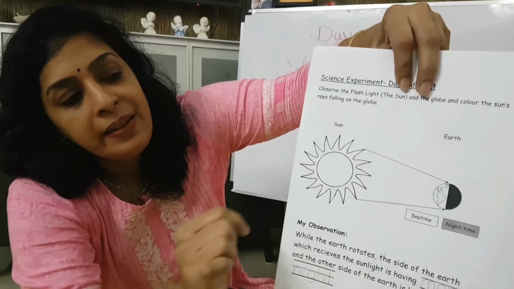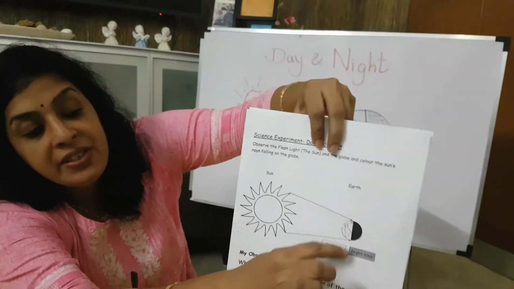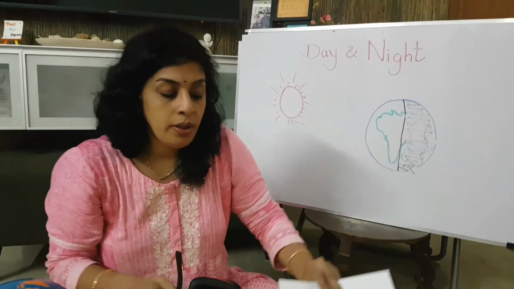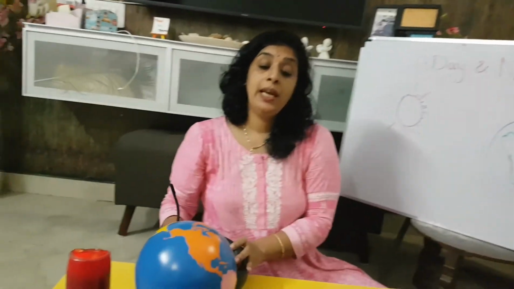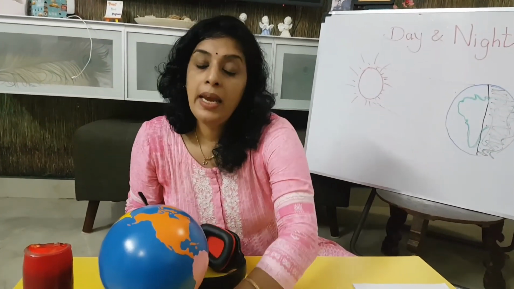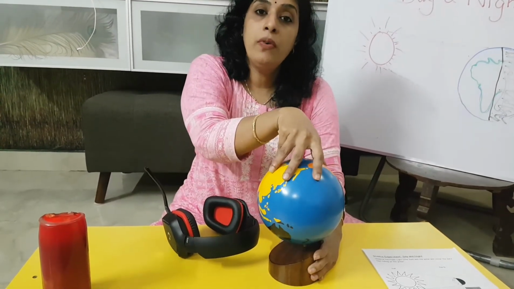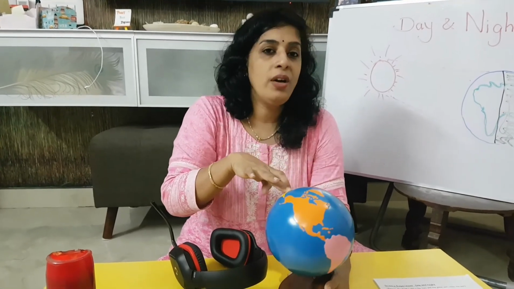You see our earth? Yes. And the other half is dark. It is night. Do you understand, children? So, we actually get day and night because of the earth's movement of rotation. Please understand, how do you get it? Because of rotation. If it is not going to rotate, we will not have day and night.